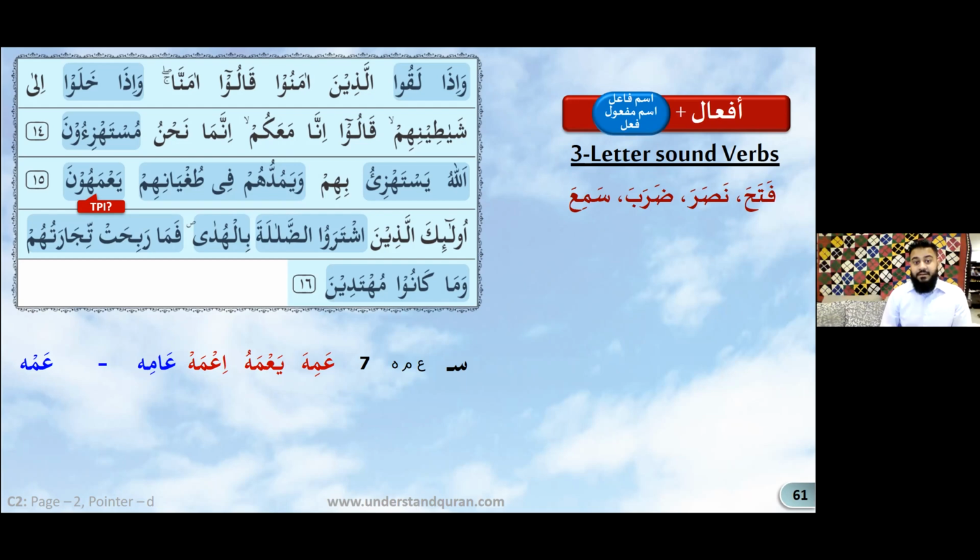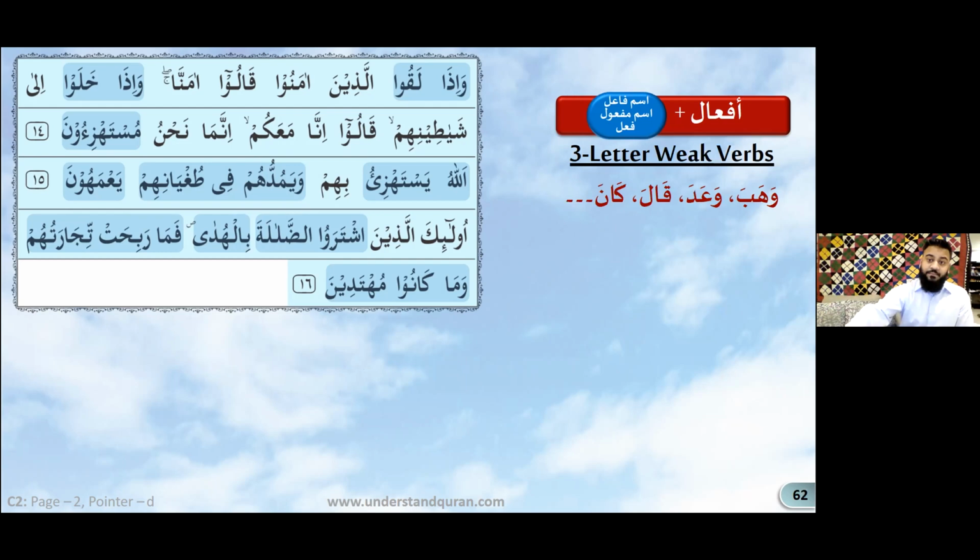Amh. So amaha, he wandered blindly. Ya'mahu, he wanders blindly. I'ma, you're commanding someone to wander blindly. Amih, the one who wanders. And amh, to wander blindly. Now, alhamdulillah, we've done the sound verb.